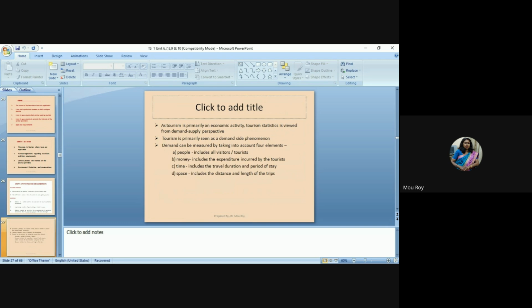I'll show you the statistics, but before that, I wanted to mention that tourism is primarily seen as a demand side phenomenon. Demand can be measured by taking into account four elements: people, money, time, and space. People includes all visitors, money the expenditure incurred by the tourist, time includes the travel duration and period of stay, and space includes the distance and length of trips.